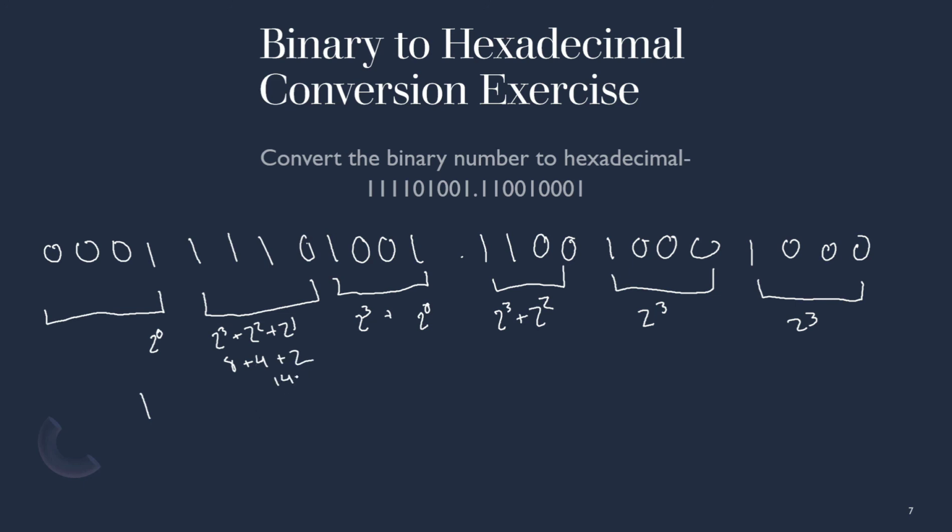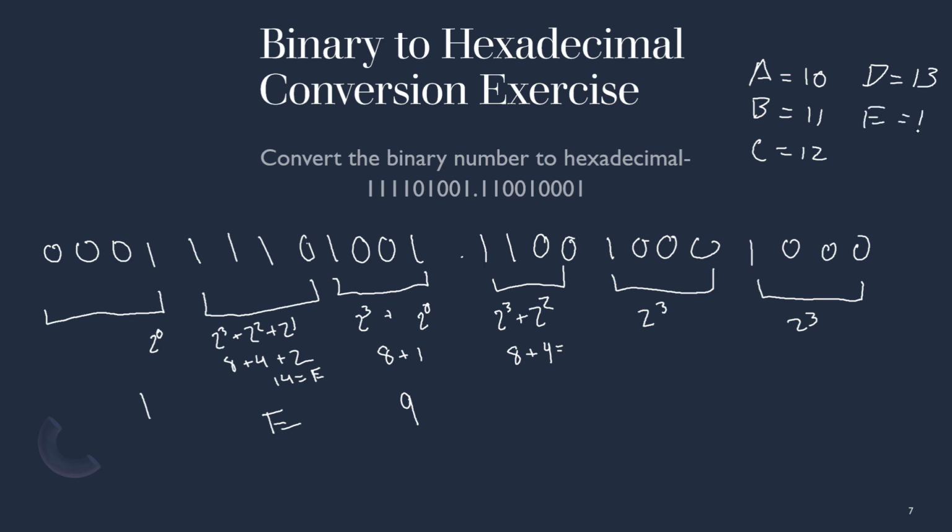And the value of 14 equals E. So here we're looking at E. This one is 8 plus 1. We're looking at 9. 8 plus 4. The value of 12. A equals 10. B equals 11. C equals 12. D equals 13. E equals 14. And F equals 15. So here, the value of 12 is going to be C.